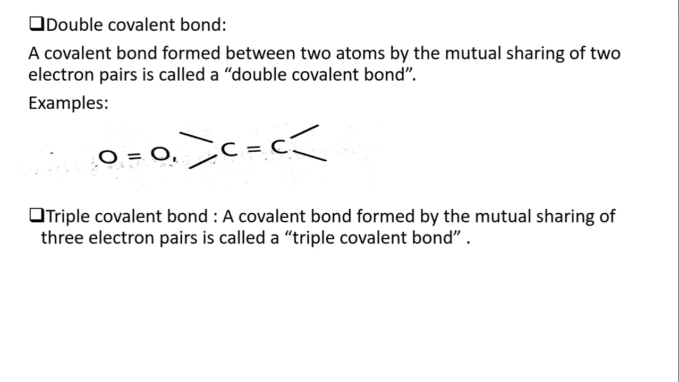A covalent bond formed between two atoms by the mutual sharing of two electron pairs is called a double covalent bond. This is the example of double covalent bond. Then triple covalent bond. A covalent bond formed by the mutual sharing of three electron pairs is called a triple covalent bond.